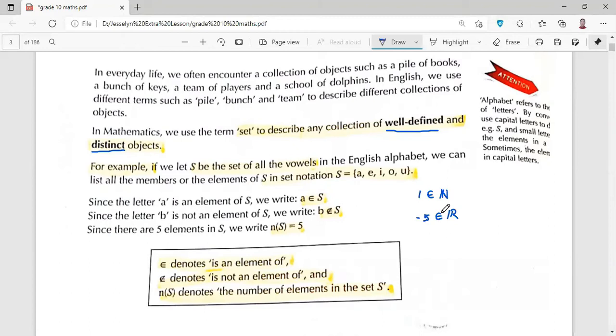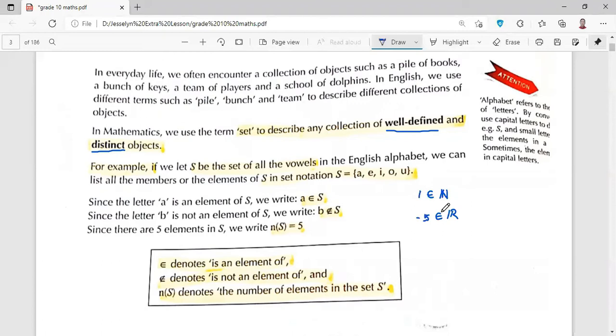Now, the letter B is not an element of S, because the set S consists of elements A, E, I, O, U. So you notice that B is not an element of S. Therefore, we write that in symbol as B, not an element of S, because B is not found within the collection. Correct?